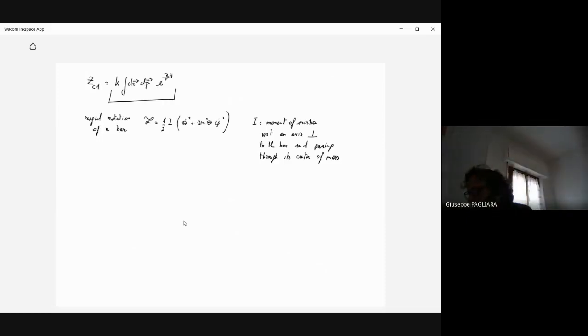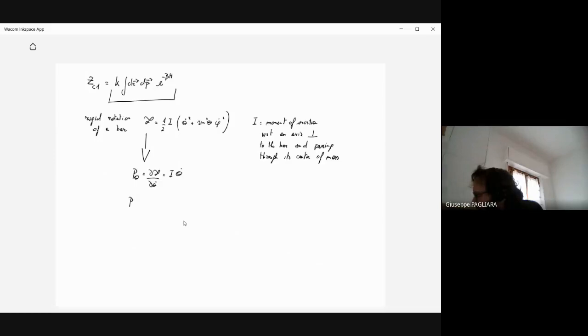So this is the Lagrangian. One can derive also from the Lagrangian the Hamiltonian. In particular, one has to compute p theta, which is the partial derivative of the Lagrangian with respect to theta dot, which will be I theta dot. And the p phi, the conjugate momentum of phi, which will be again the derivative of the Lagrangian with respect to phi dot, which in this case is I sin squared theta phi dot.